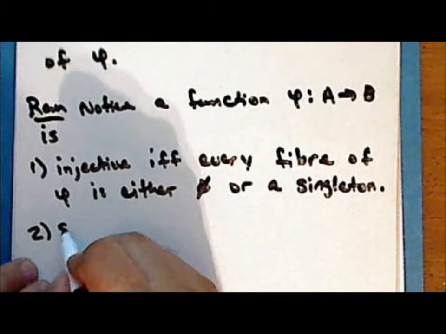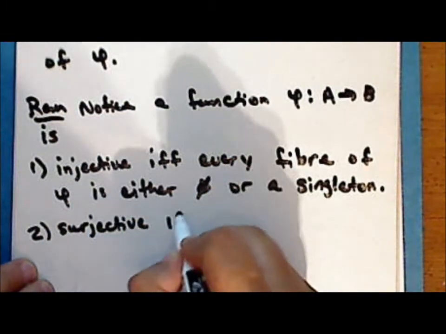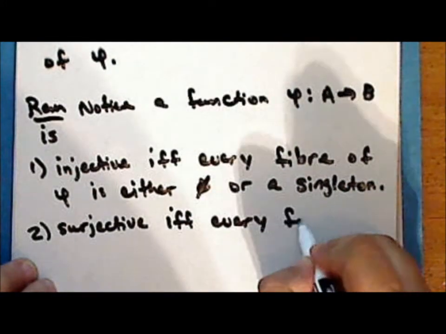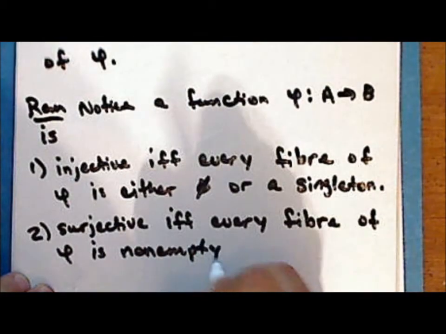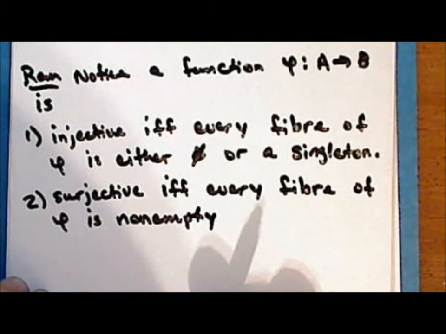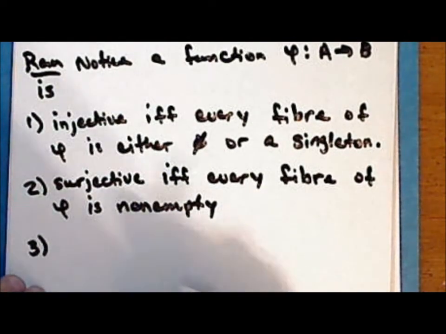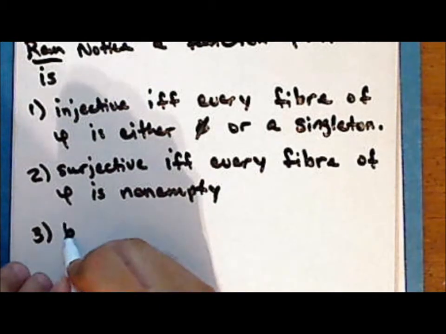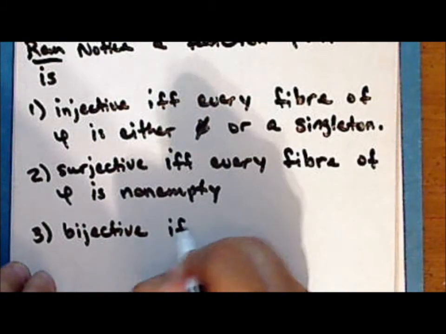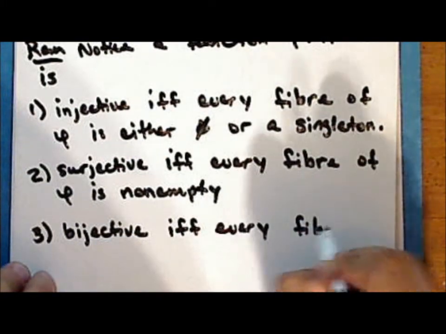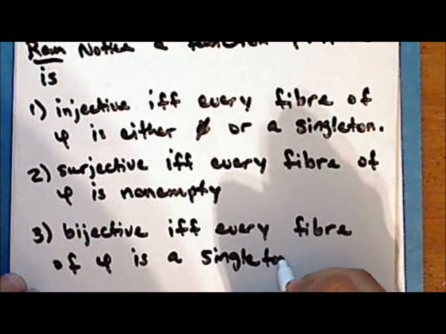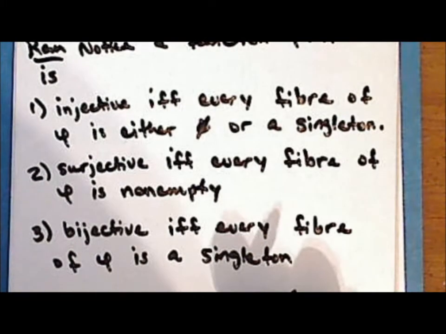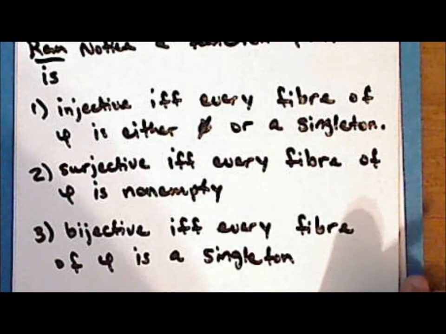And a function is surjective if and only if every fiber of the function is non-empty, since for a surjective function, every element in the codomain is mapped onto by at least one element of the domain. And if we combine those two statements, we see that a function is bijective if and only if every fiber of the function is a singleton, since for a bijective function, every element in the codomain is mapped onto by exactly one element of the domain.